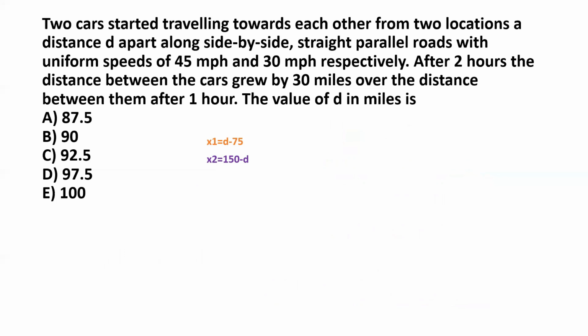And according to the problem, it's given that x2 exceeds x1 by 30 miles, right? So that's an easy way of rephrasing the problem, so that we can set up an equation like this. x2 is equal to x1 plus 30, and then x2 is 150 minus d, x1 is d minus 75. And when we write that out, we have a simple linear equation in one variable, and it's very easy to solve for d. So d comes to 195 divided by 2, and when we convert it to decimal, we have 97.5. So the correct choice for this question would be option D, 97.5.